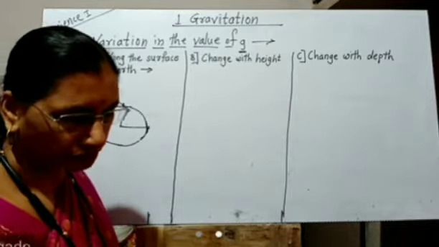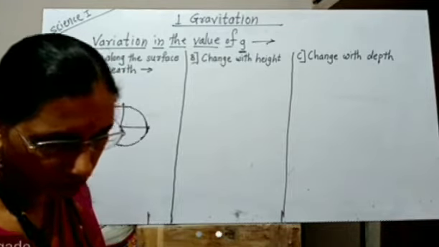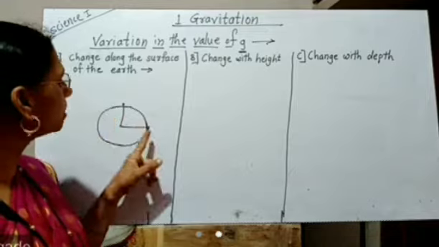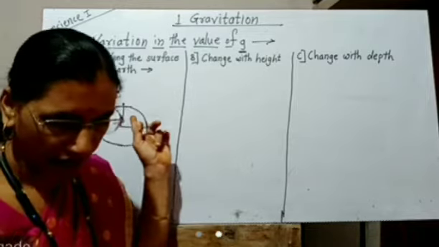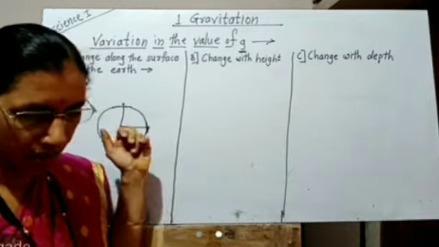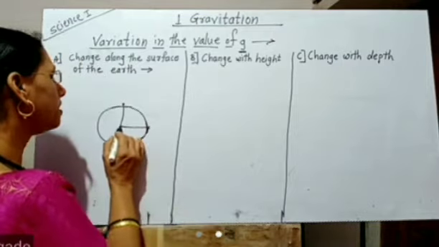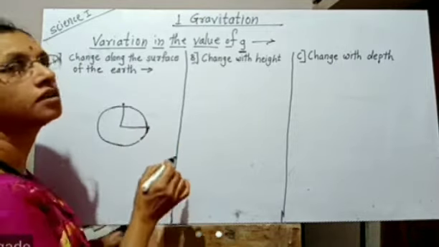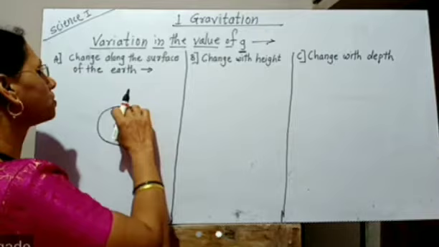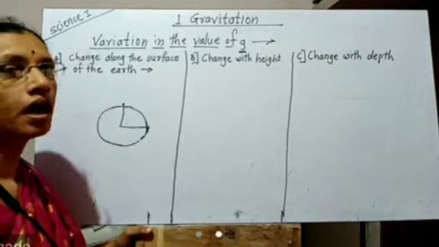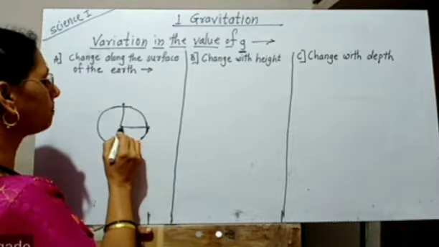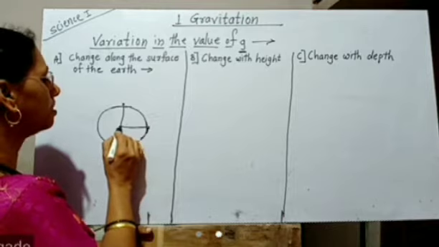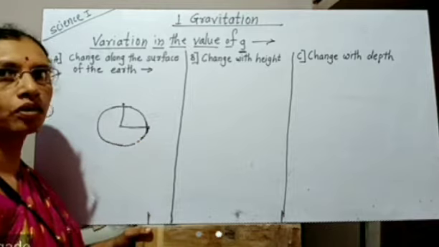This is due to the rotation. Earth bulges at the equator and is flatter at the poles, and therefore the radius is largest at the equator and it is smallest at the poles. And we know the force of gravitation is inversely proportional to the square of the distance.